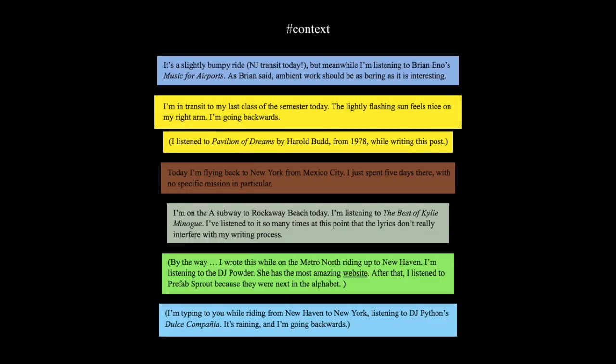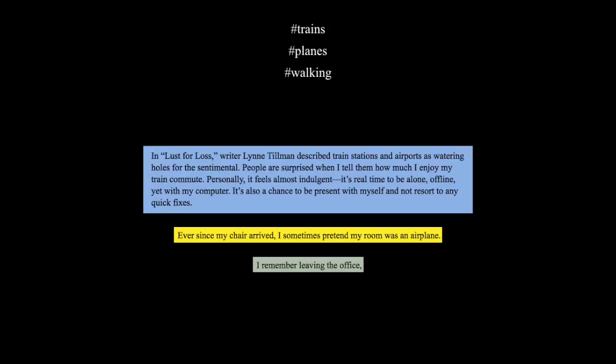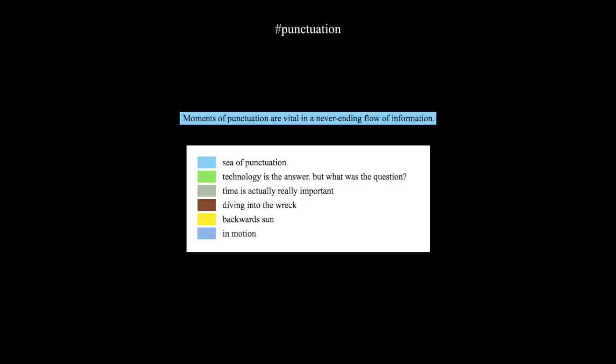Oh yeah, so one theme is context. Whenever I blog, I try to say, hey, this is where I am, and I'm also listening to some music, or I'm going forwards or backwards, you know. I also just literally talk about trains, planes, and walking. And I also talk about punctuation. I view the blog entries as punctuations.